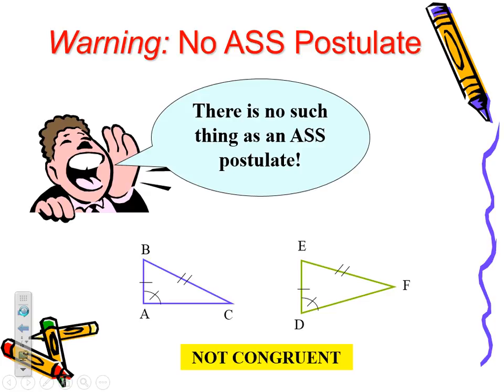Now, this is very important. Warning, warning, warning. There are no bad words in math. So there is no ASS postulate. Not going to happen. We can't use it. So all I want you to write for this one is there's no ASS postulate. We can't have it. We can't have bad words. So there's no such thing as the ASS postulate. You can't have angle, side, side. We can't do it. The angle has to be in between the two sides for it to work, okay?